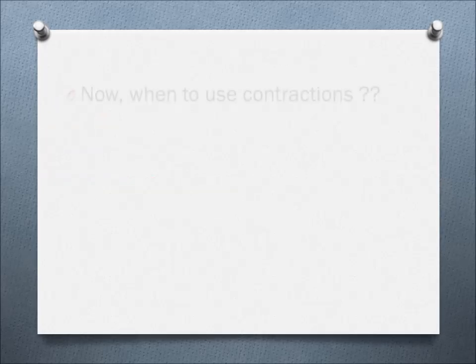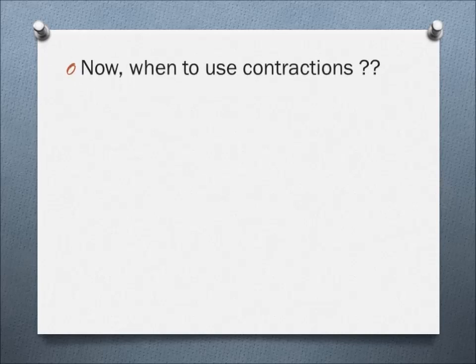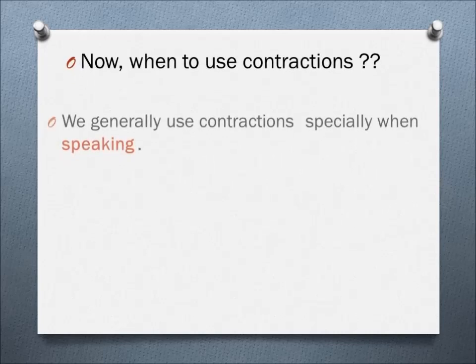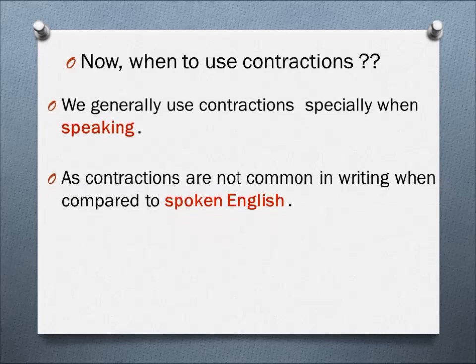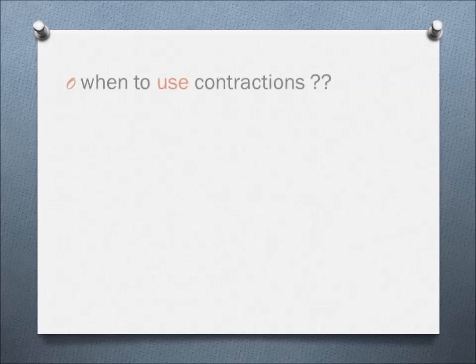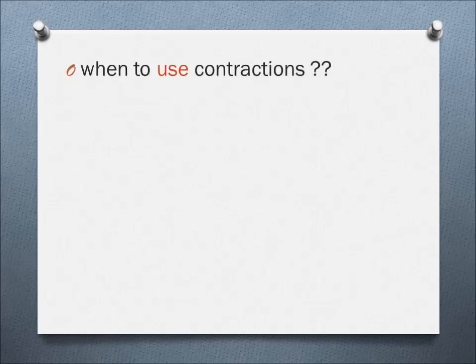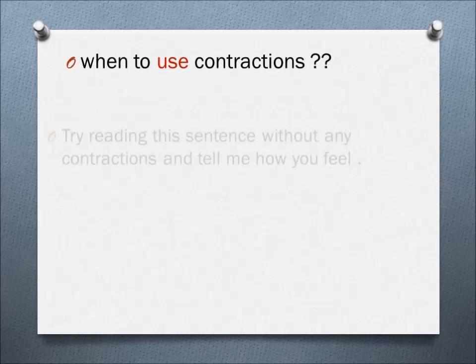But now we have to know when to use the contractions. We generally use contractions especially when speaking. In our daily life, we use contractions in our normal sentences. They are not very common in writing when compared to spoken English, but they are very common in your daily use of language. Try reading this sentence that I'm going to show you without any contractions and tell me how you feel. He does not understand why they did not help him.